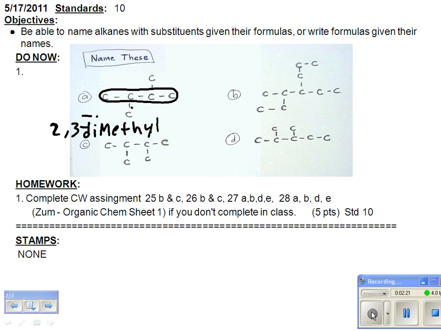Okay, so we have 2,3-dimethyl, and what's the length of the main chain? 4, which makes it what kind of compound? Methane, ethane, propane, butane. Yeah, butane. Okay, butane's the last word. That's like your surname. And we've got that little guy named.